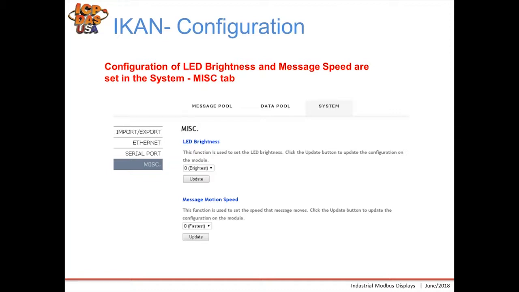Configuration of the LED brightness and message speed are set in the System tab under Miscellaneous. They are LED brightness, where 0 is the brightest, and message motion speed. This is the speed at which the messages scroll sequentially. If you have multiple messages, it'll be for increasing the speed of the changing of the messages or slowing it down. And again, 0 is the fastest. Simply select your setting using the drop-down box and click the appropriate update button to set the LED brightness and the message motion speeds.